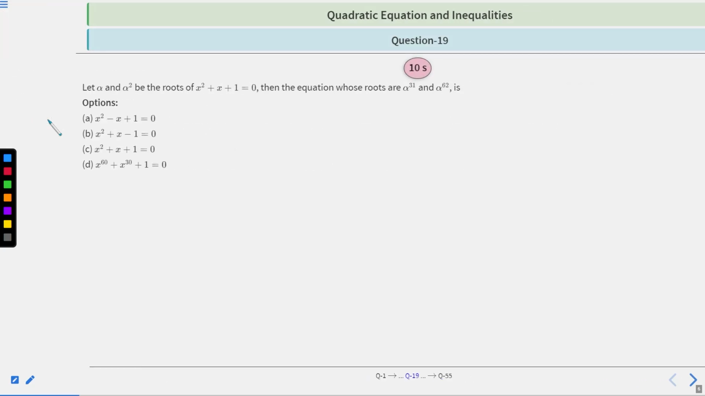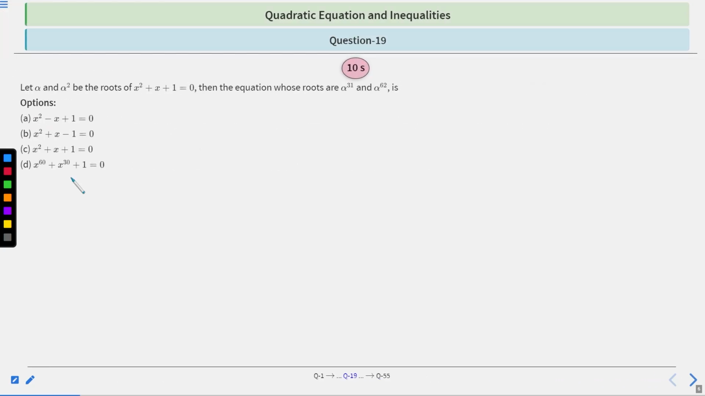Let's move to the next question, question number 19. If alpha and alpha square be the roots of x square plus x plus 1 equal to 0, then the equation whose roots are alpha to the power 31 and alpha to the power 62 is... So let's wait for 10 seconds. After that, we discuss the solution.